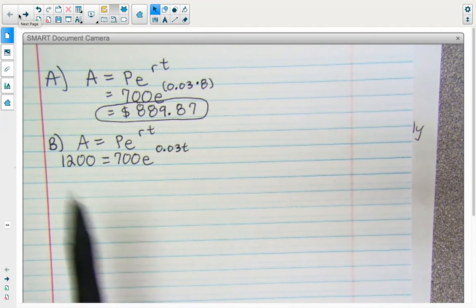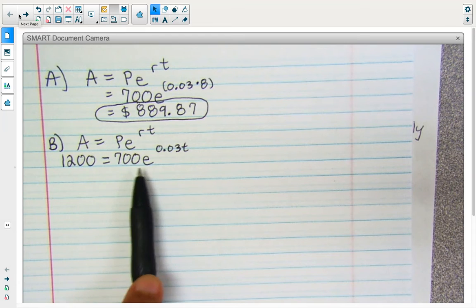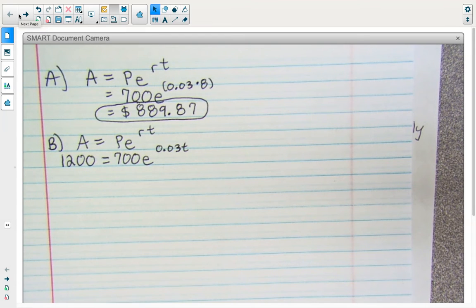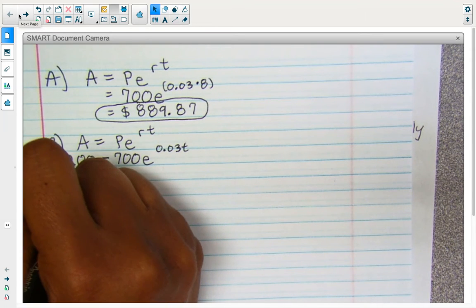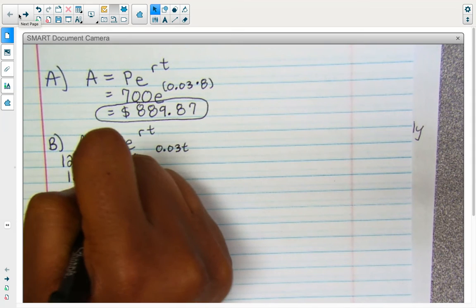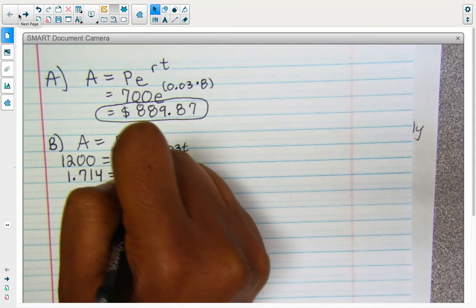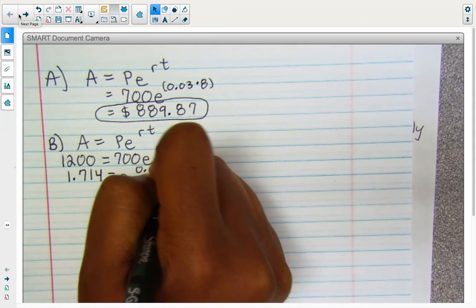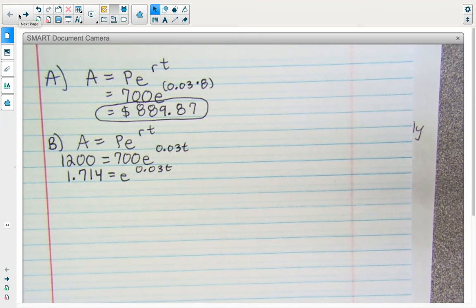So step one, 1,200 is equal to 700 E to this power there. So we can divide both sides by 700. I did have mine as a decimal, but you are more than welcome to keep it as a fraction. So that would just be 12 over 7. There's nothing wrong with keeping this as 12 over 7. For some reason, when I was working it out earlier, I just put it in decimal form. But this is the same as 12 over 7 in fraction form.